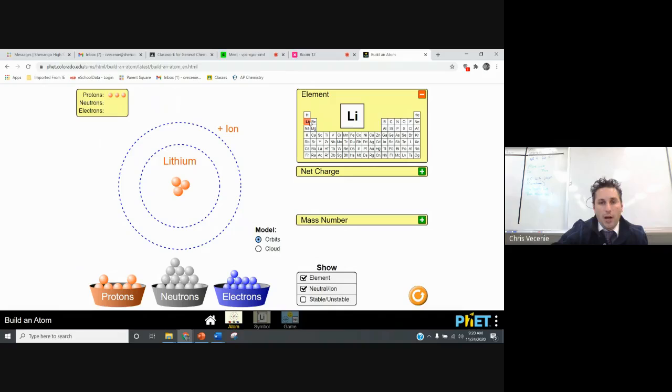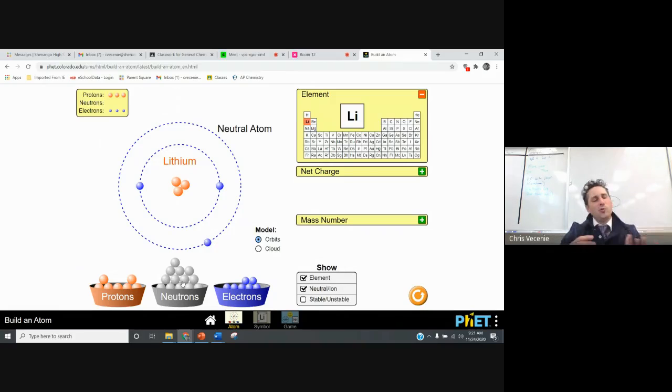Lithium's whole number in its box is 3. It has 3 protons, but that also means it has 3 electrons. So we put 1 electron there, and notice if I drag it here, it takes it where it should go. Those first 2 electrons fill the 1s2 orbital. I take a third one, and it drops it now into the second level, because after the 1s2 fills, we get the 2s1. Think about our electron configurations. Okay, so here's the atom.